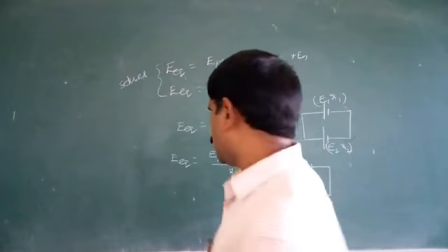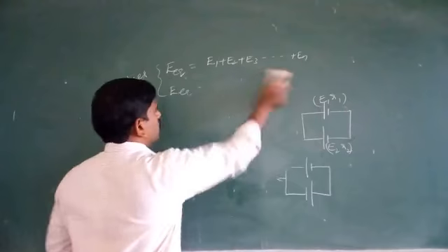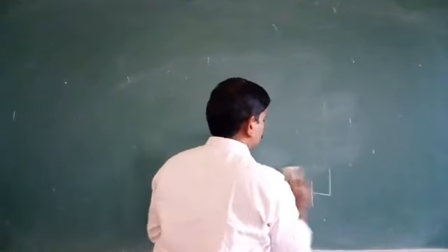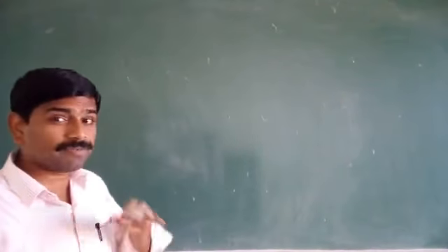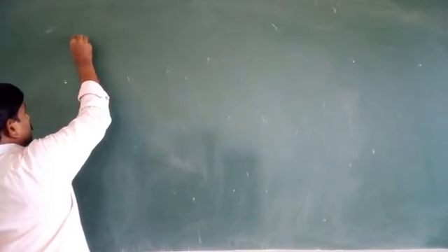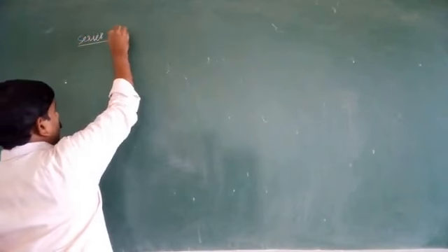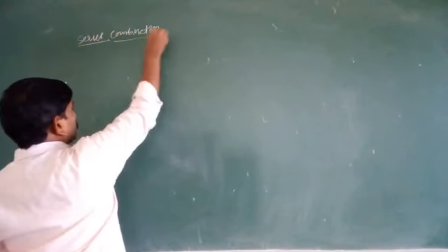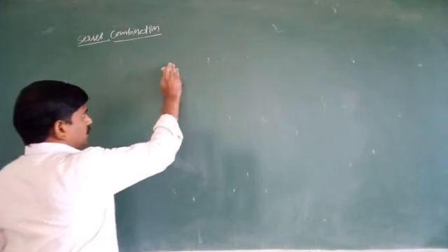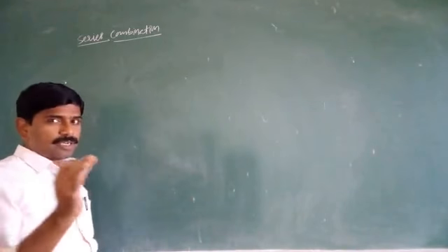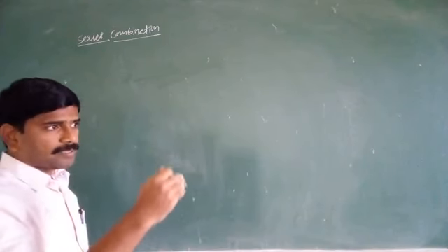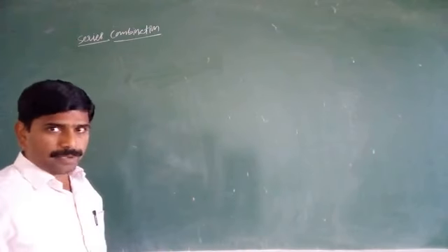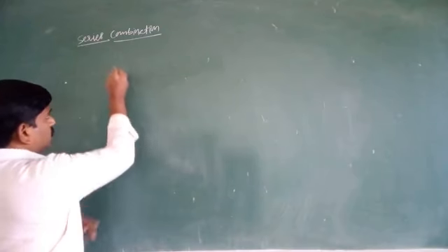Already we discussed this one. Okay, so next one. In case of the series combination, if we connected some wrong connection, by mistake the negative terminal of the battery is connected to the negative terminal of another battery, not the positive one. Negative terminal like this. Observe.